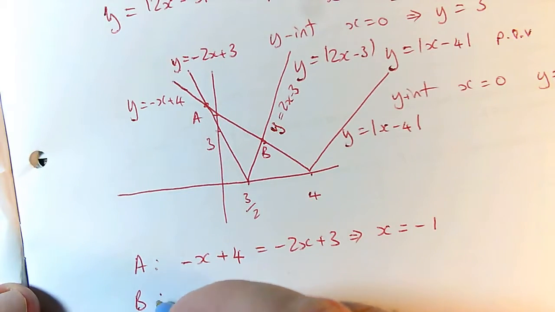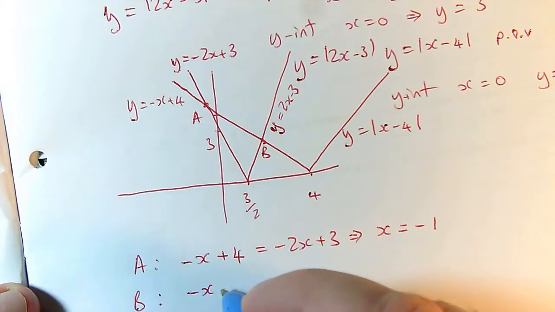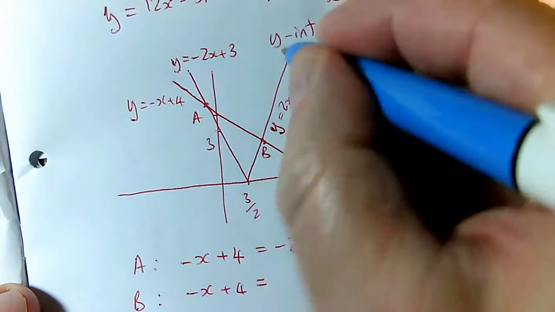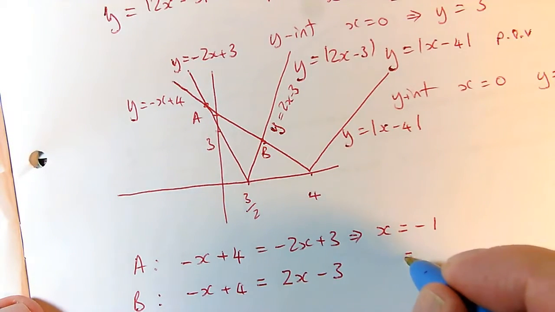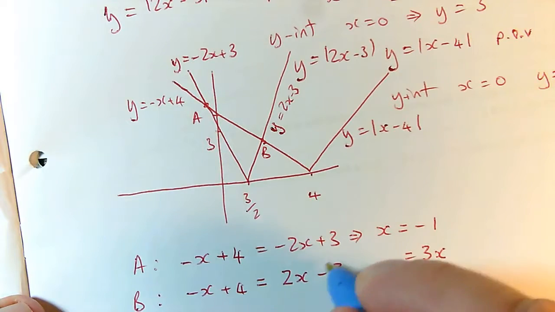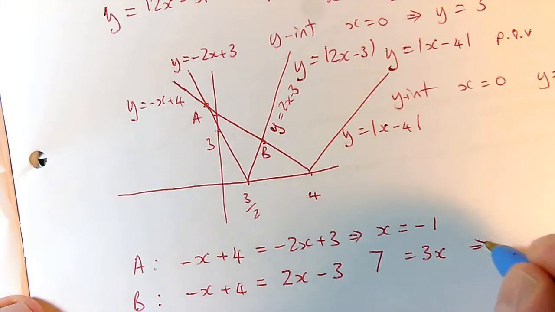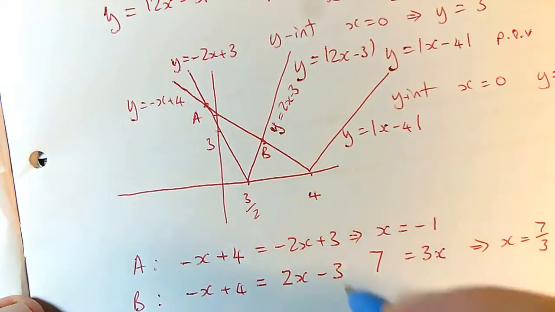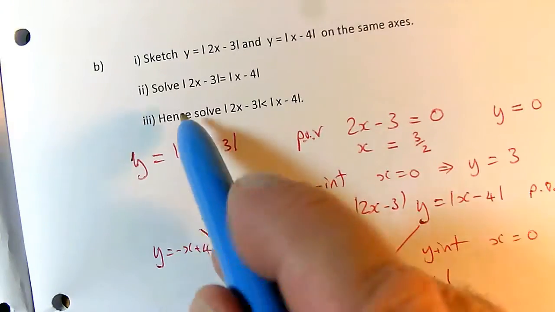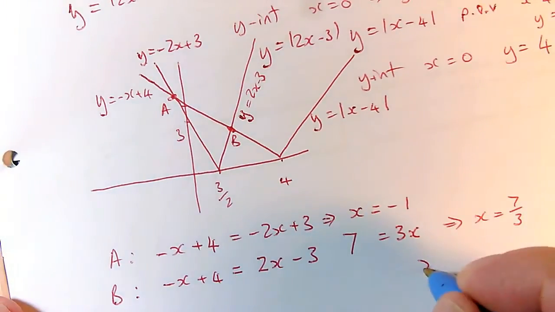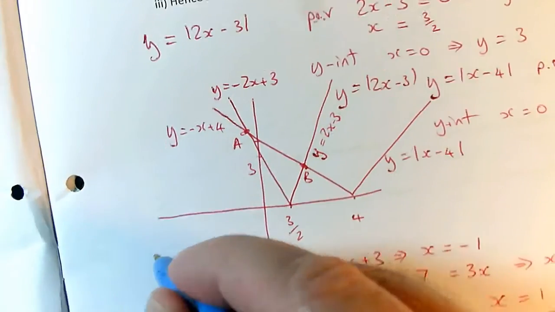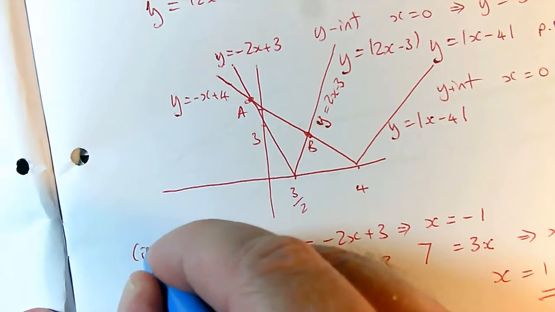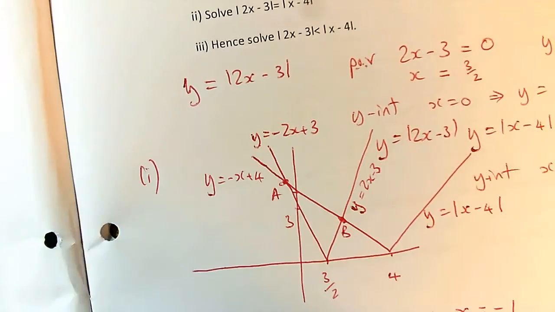And at B, I'm still on this branch, so it's still minus x plus 4 equals, but now I'm on the other branch, 2x minus 3. So add x to both sides, I get 3x, and add 3 to both sides, I get 7 equals 3x, which gives x equals 7 over 3. So I now know the x-coordinates of A and B. I had to solve the equation when the graphs equal each other, so I've got two answers for x: x equals minus 1 or 7 over 3, and that's my answer to part 2. So I should label my parts. This is part 2 I've just been doing, and this sketch was the answer to part 1.